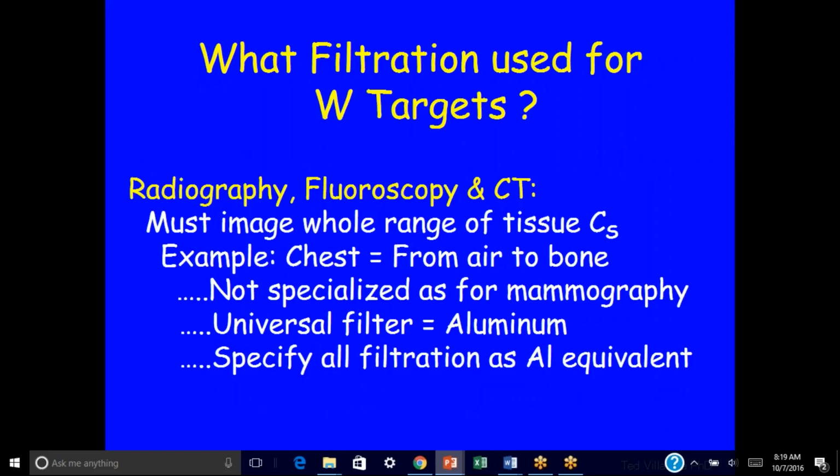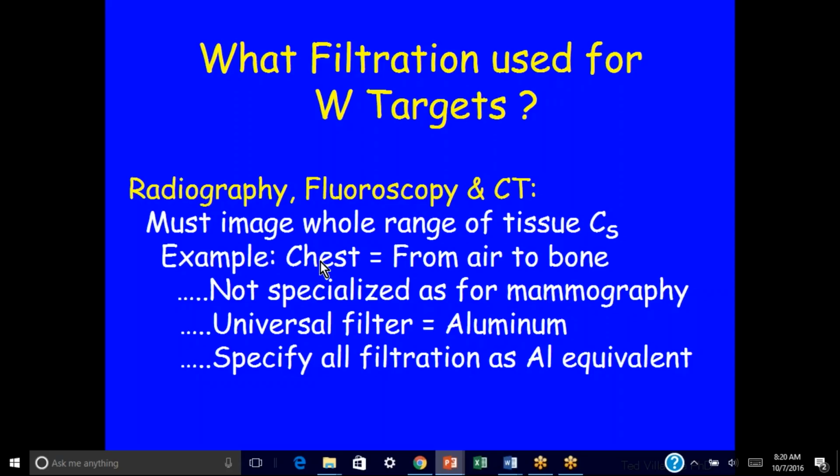We've just seen that we use molybdenum and or rhodium for these mammography systems, but why don't we use the tungsten targets that we had originally discussed? It's used for radiography, fluoroscopy, and CT. How come we don't use specialty targets and match the filter with the specialty target? Well, the target we do use for these modalities is tungsten, but we don't match it with a tungsten filter because we don't have the unique, specialized situation that we have in mammography.